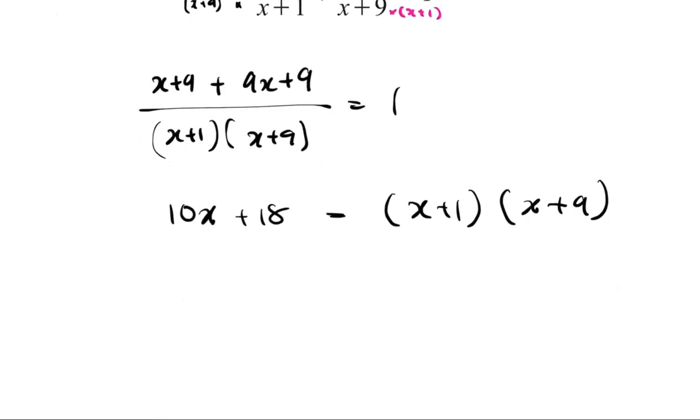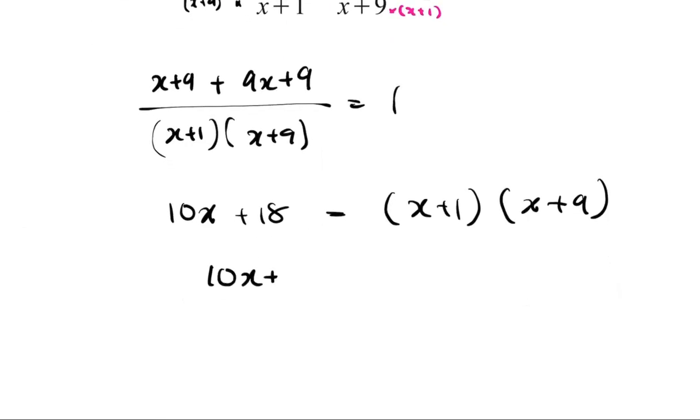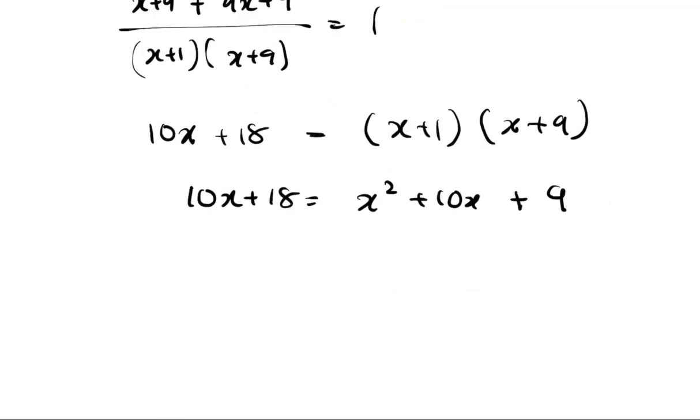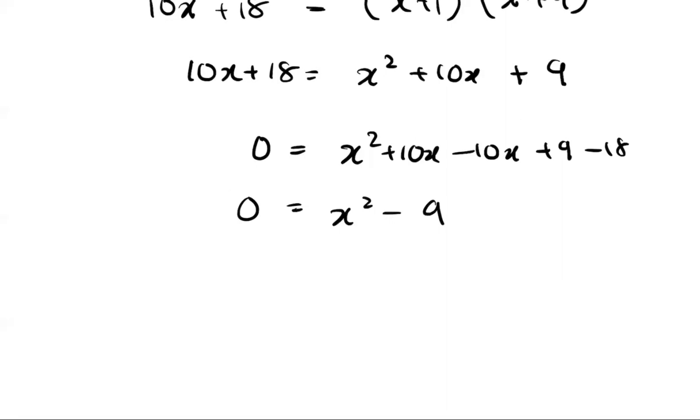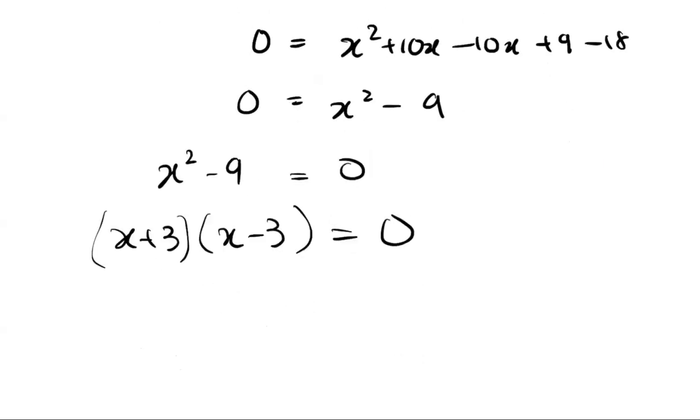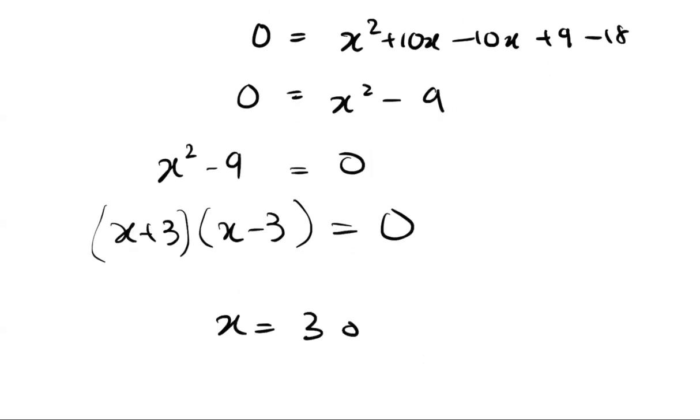Yeah, and let's expand it. So 10x plus 18 is equal to x squared plus 10x plus 9. And let's move things around. I want to make sure my x squared is on the positive side. So 0 is equal to x squared plus 10x minus 10x plus 9 minus 18, x squared minus 9. Be very careful here. You get a difference of squares. So x squared minus 9 is equal to 0, x plus 3, x minus 3, difference of squares is equal to 0, x is equal to 3 or negative 3.